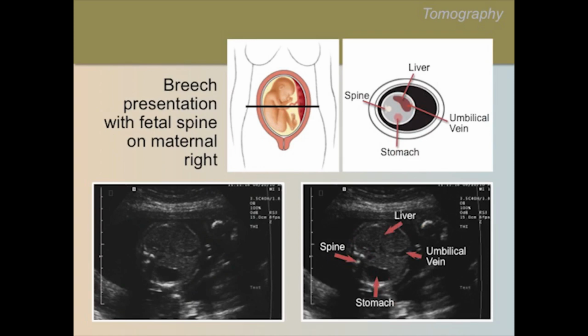In this diagram, we have a fetus in breech presentation with the fetal spine on the maternal right. Since the stomach is left-sided, the stomach must be posterior or away from the anterior wall of the uterus, the maternal abdomen, and the transducer. Make sure you understand the position of all these labeled anatomic sites on both the drawing and the ultrasound image. Please pause the video now to take any questions.